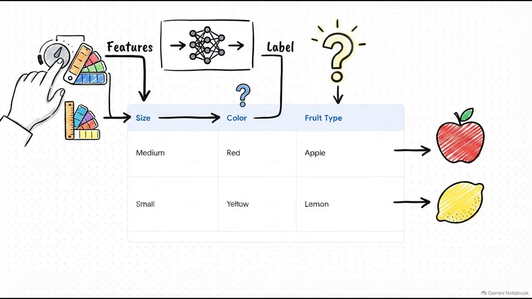Let's look at how a dataset is actually built. It basically has 2 distinct parts. The inputs, or the specific columns describing an object, are called features. Here, our features are size and color. The final answer we want the machine to learn to predict is called the label, which in this case is the fruit type. The entire goal is to feed the AI the features, meaning the size and color, and have it successfully guess the label, meaning it figures out if it's looking at an apple or a lemon.